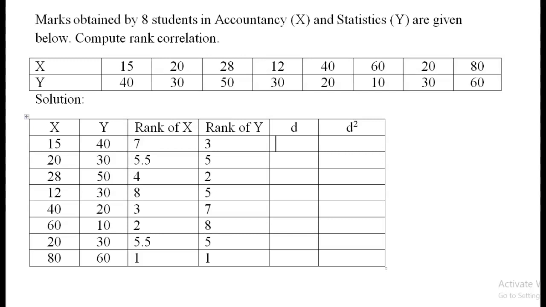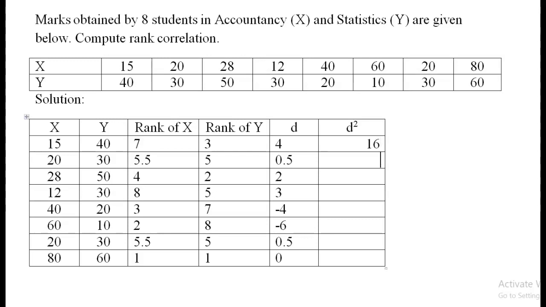Now we have to find the difference. So 7 minus 3 is 4. 5.5 minus 5 is 0.5. 4 minus 2, 2. 8 minus 5, 3. 3 minus 7, minus 4. 2 minus 8 is minus 6. Then 0.5, 0. Okay, now we will have to square it.